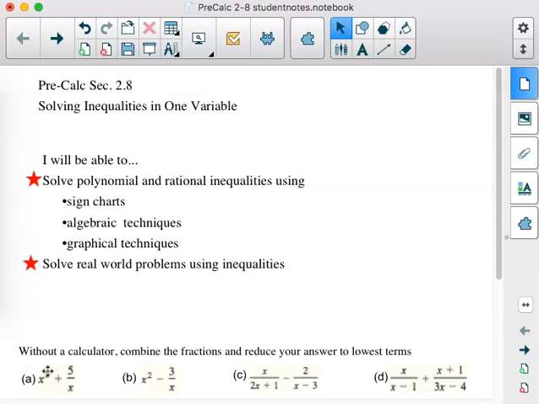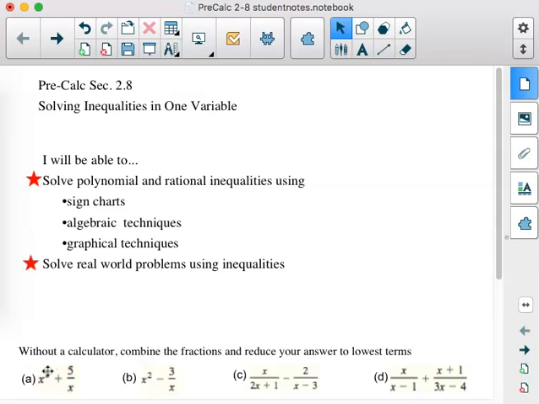We're going to use algebraic techniques, also going to use some graphical techniques, so have your graphing calculator handy or the app that we have in Rapid Identity. And then solve real-world problems using inequalities. We won't get to that today. We've got 2 days scheduled for this section.